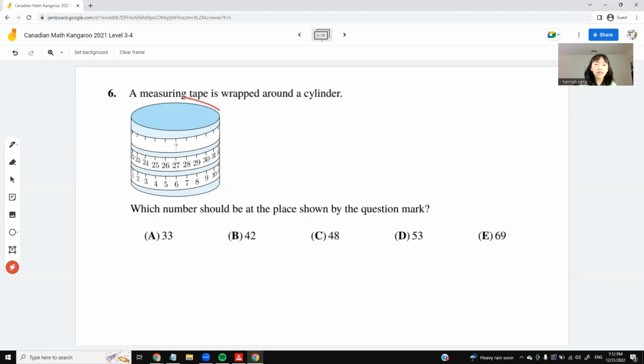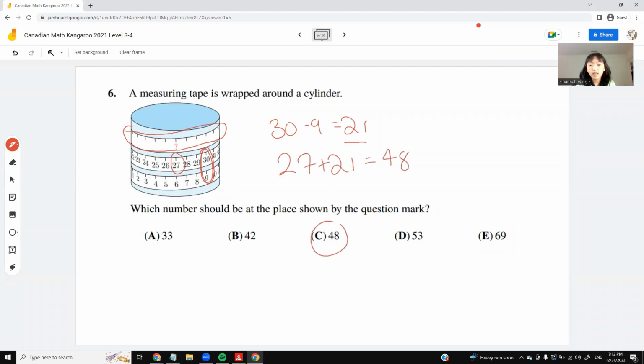So here we can see a cylinder. And curiously enough, these numbers that are shown directly correspond with each other. They're directly under each other. So if we simply do, for example, 30 minus 9, we get 21. And that means that whatever number is in the third row that we don't know will be the corresponding number below it plus 21, as seen with the 30 and 9 example. So that means that the question mark would just be 27 plus 21, which makes our answer C, 48.